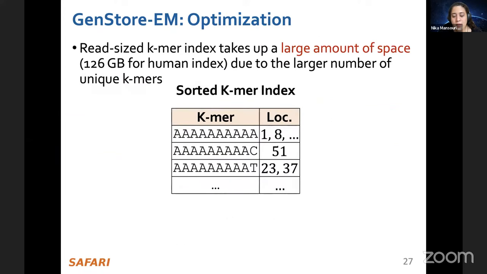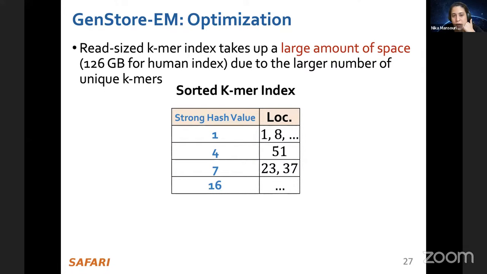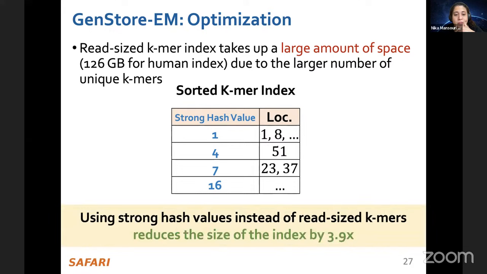Although there were some benefits of read-sized k-mers, there was an issue, because it takes a large amount of space. For example, 126 gigabytes for the human index, due to the large number of unique k-mers. When the size of k-mers becomes large, the number of unique k-mers increases and the index size grows really large. So we replace these reads with strong hash values of the reads to reduce the size of the index that we need to store. This reduces the size of the index by 3.9 times.